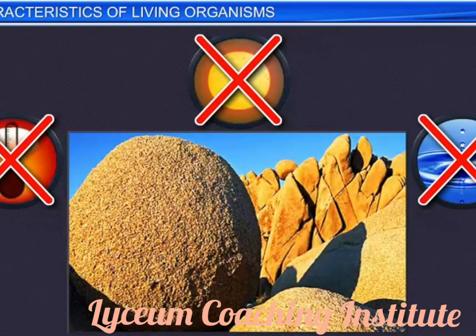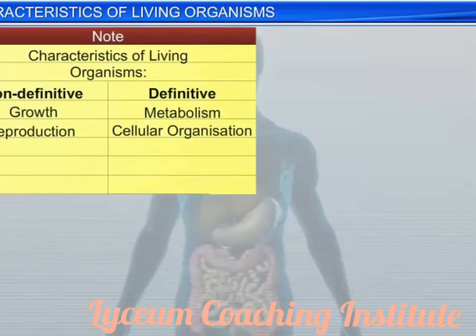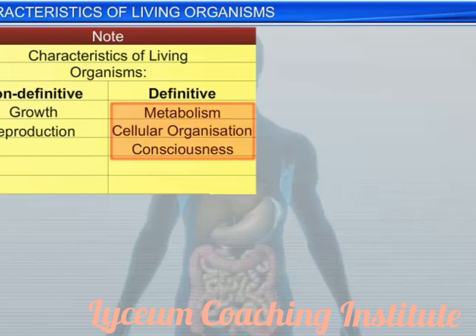Non-living objects don't respond to external stimuli. Consciousness is therefore another definitive characteristic of a living being. Thus, we can say that metabolism, cellular organization, and consciousness are the three definitive characteristics of living organisms.